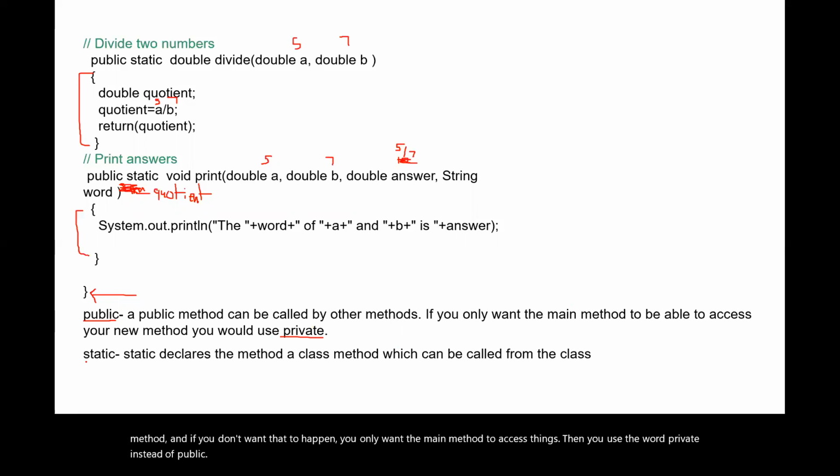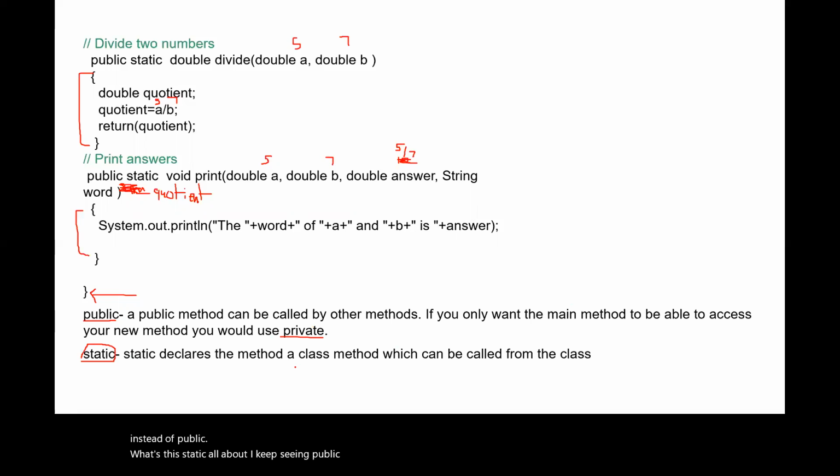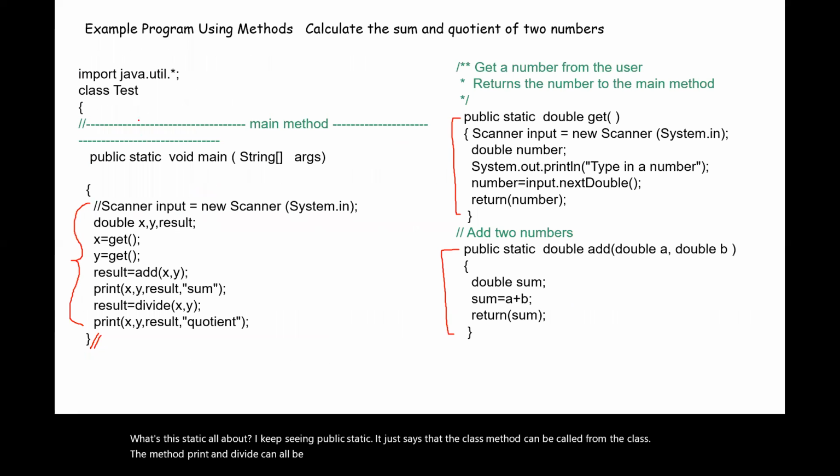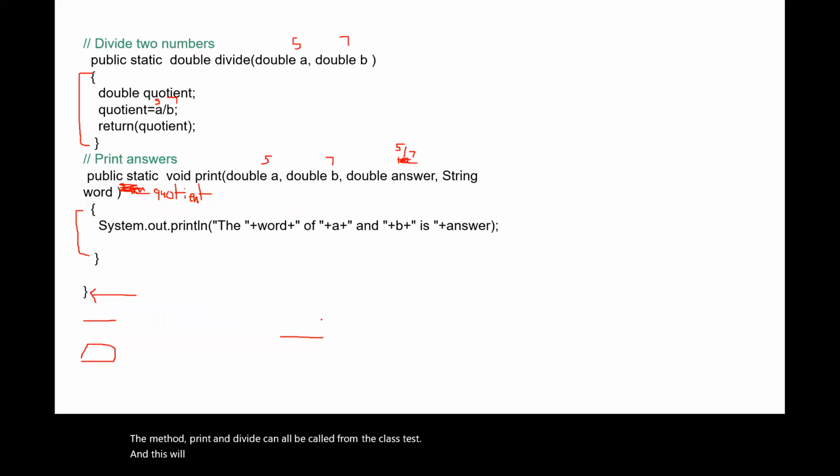What's this static all about? I keep seeing public static. It just says that the class method can be called from the class. So the method print and divide can all be called from the class test. And this will make more sense when we have more classes.